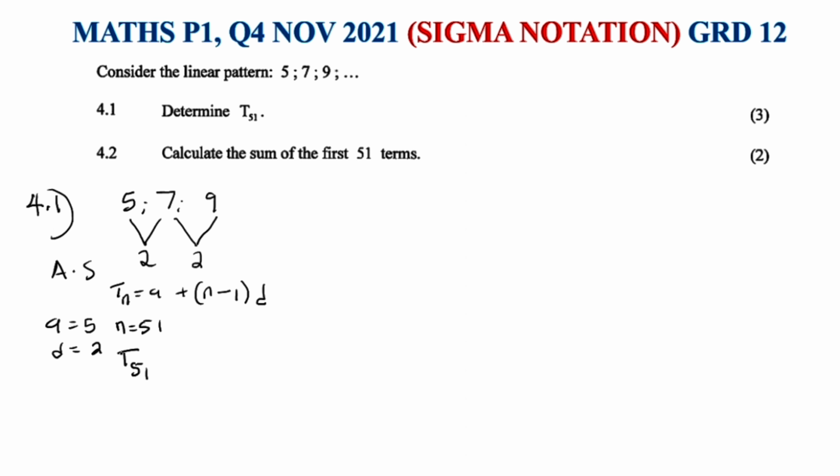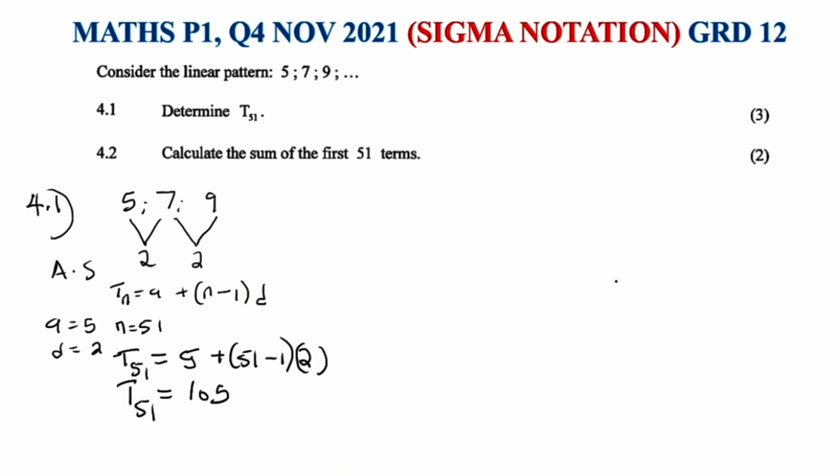T51 is equal to 5, which is our a, plus 51 minus 1, times 2, which is our difference, in the brackets. If we punch this in the calculator, I'm going to be having 105. So T51 is 105 for this sequence.